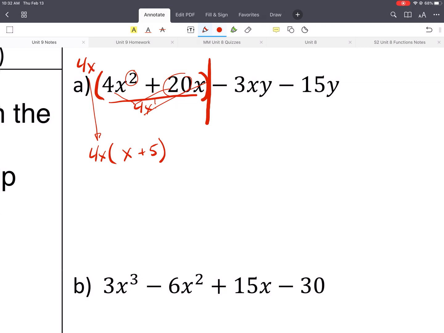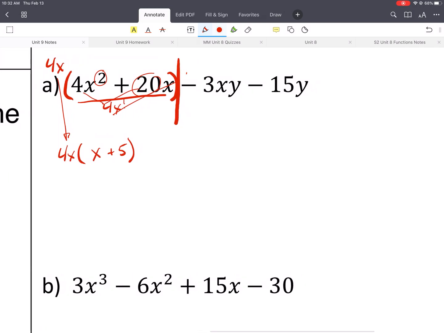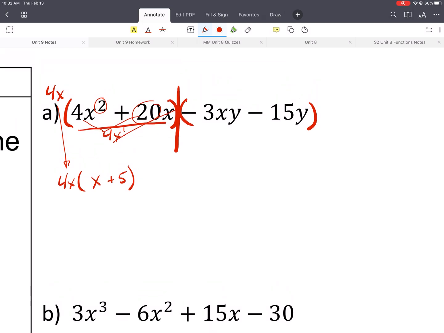And now we're going to do the same thing on the right side. So we'll put it in a parenthesis, and we'd take out the greatest common factor. So the greatest common factor there would be, well, we have a leading negative, and 3 and 15, we can divide both of those by 3.